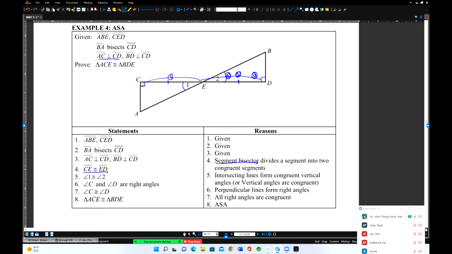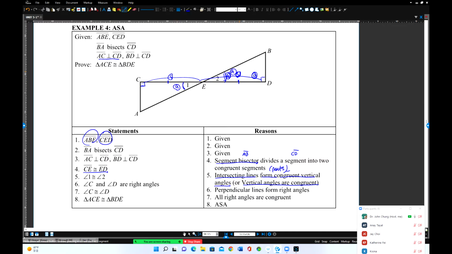This is AB, the segment bisector. It divides a segment, CD, into two congruent segments. Or two congruent parts is okay too. Now you got one S already. Now angle 1 and angle 2, those are vertical angles. So memorize: intersecting lines form congruent vertical angles. Or simply, vertical angles are congruent, we know that, because these two lines are straight lines. But it depends on teachers. So we got the one angle, it's done.